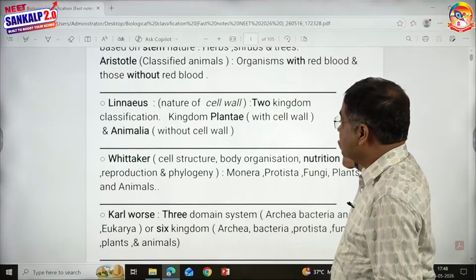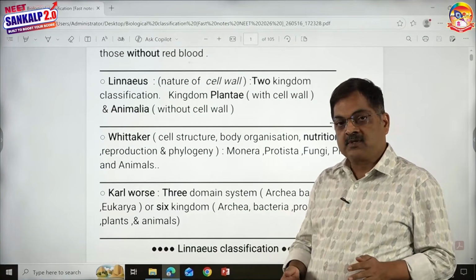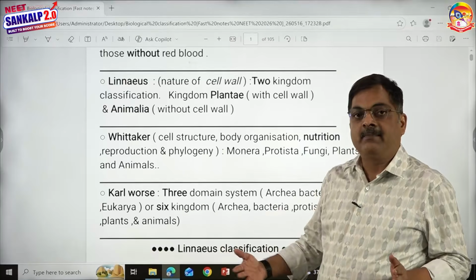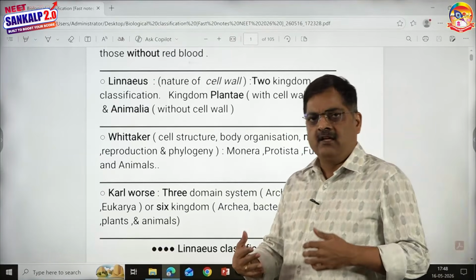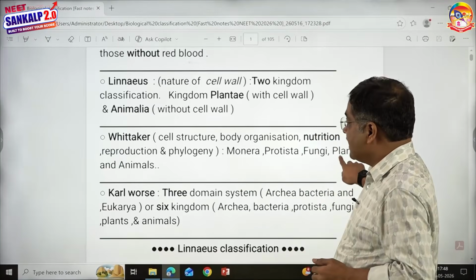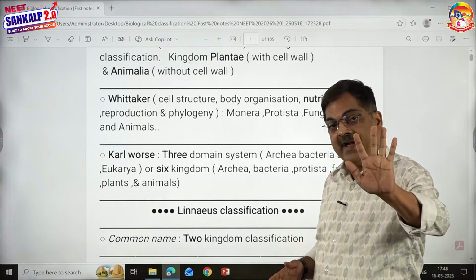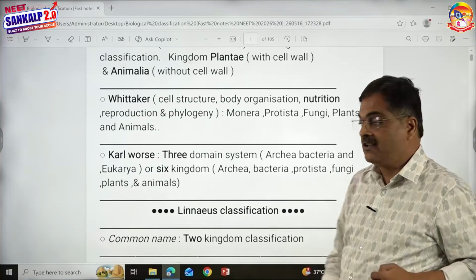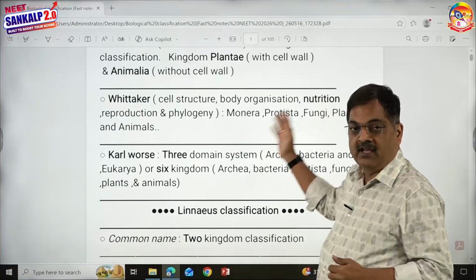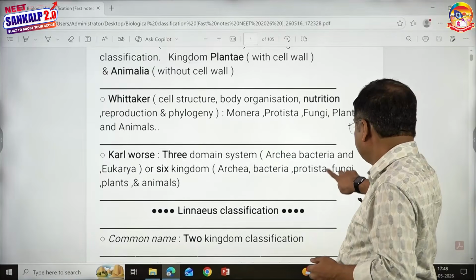Then Linnaeus's classification: he classified living organisms into 2 kingdoms, kingdom Plantae and kingdom Animalia. Basically, the criterion taken is the cell wall. Then Whittaker classified living organisms into 5 kingdoms, which we'll discuss in detail. These 5 kingdoms are Monera, Protista, Fungi, Plantae, and Animalia.